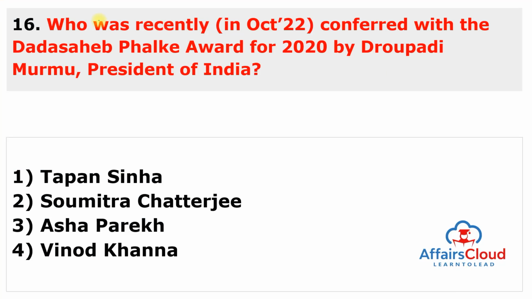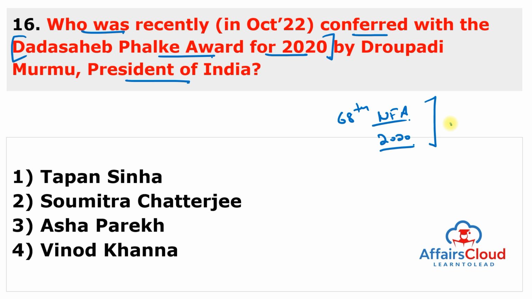Moving to next question. Who was recently conferred with the Dadasaheb Phalke Award for 2020 by Draupadi Murmu ji, President of India? Most important question because we are talking about Dadasaheb Phalke Award for 2020. President of India Draupadi Murmu presented 68th edition of National Film Awards for the year 2020 in various categories in New Delhi. The Dadasaheb Phalke Award for 2020 goes to Asha Parekh ji. She is the 52nd recipient of this prestigious award given to artists in the Indian film industry.